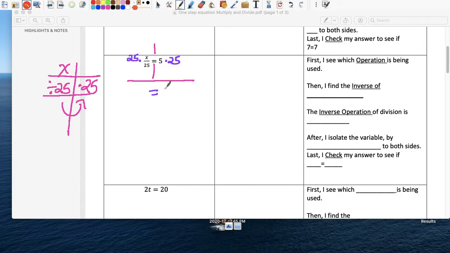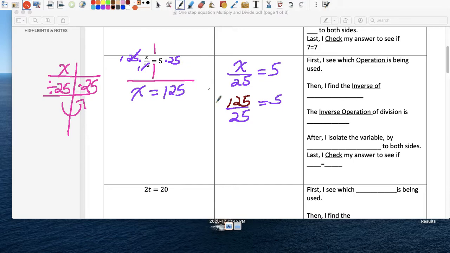5 times 25 is 125. And this 25 and this 25 will reduce to 1. Right? Because 25 divided by 25 is just 1. And 1 times x is x. Copy the original equation. We're going to replace the x over here on the top, the numerator, with 125. So I'm going to pick a different color here.